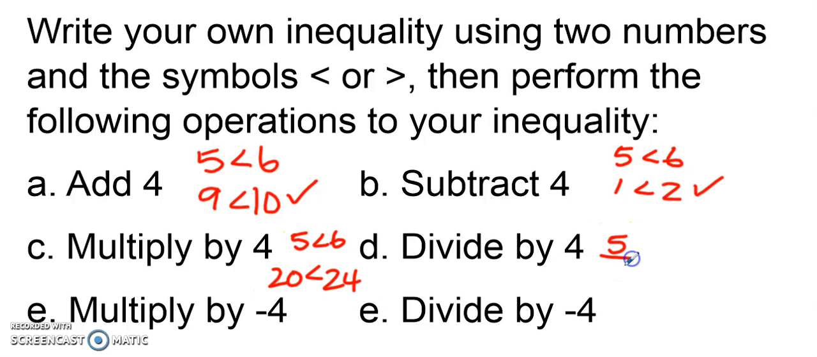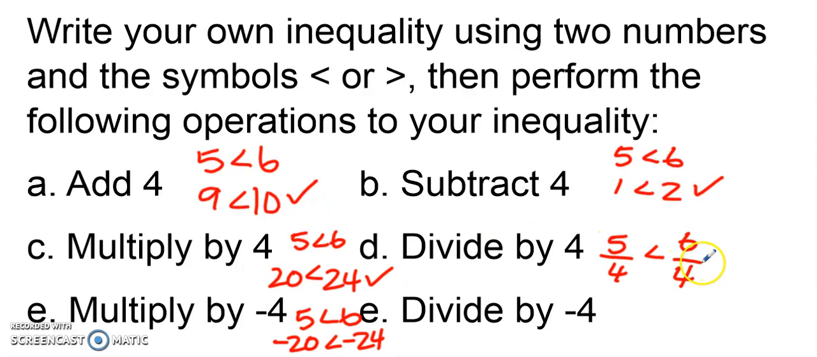Dividing by 4, I have 5/4 is less than 6/4. And yes, they're both out of fourths, and obviously 6 out of 4 is more than 5 out of 4. Now we get to multiplying by -4. So 5 is less than 6. If I multiply by -4, I would get -20 is less than -24. These were true. And that is where we get to a false statement.